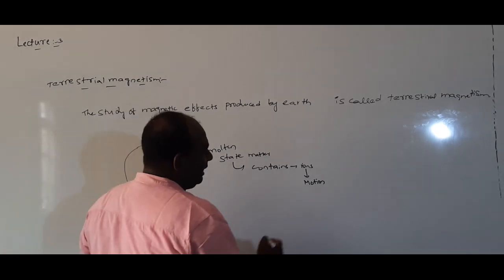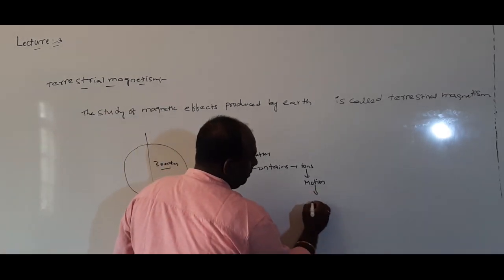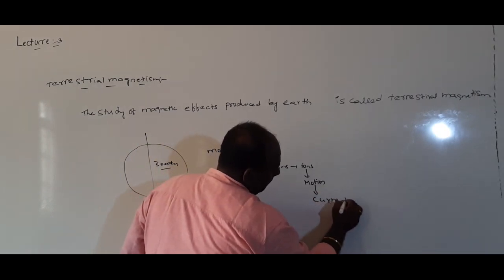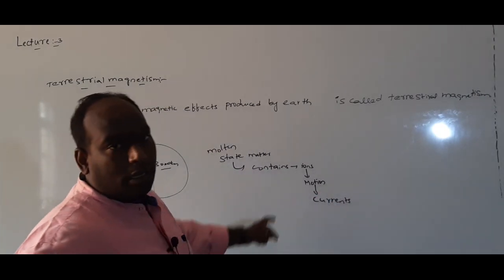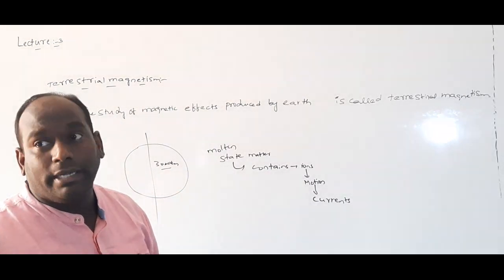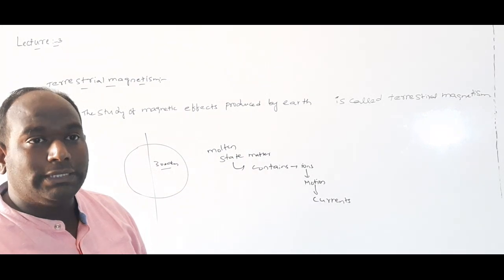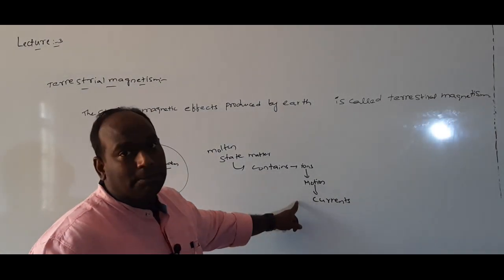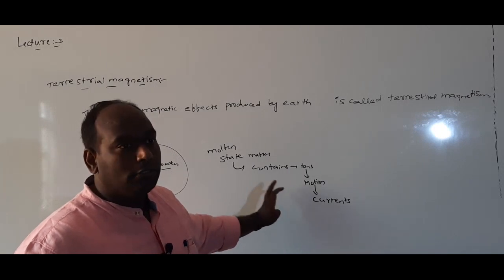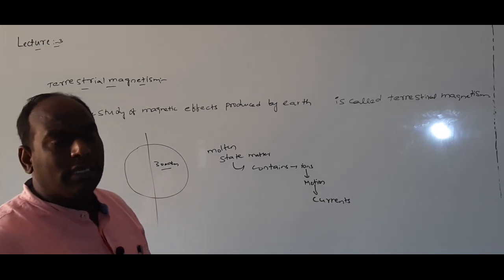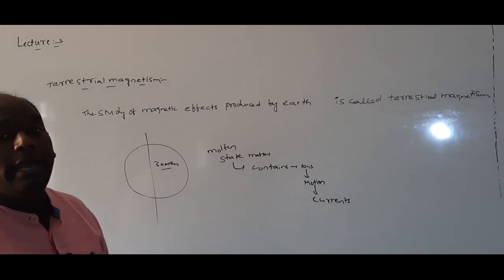These moving ions produce motional currents. So these motional currents are responsible. We know already in moving charges and matter, a moving charge produces an electric field as well as a magnetic field. So these moving charges are responsible for the production of magnetism. So this is one of the legible explanations for magnetism exhibited by Earth.